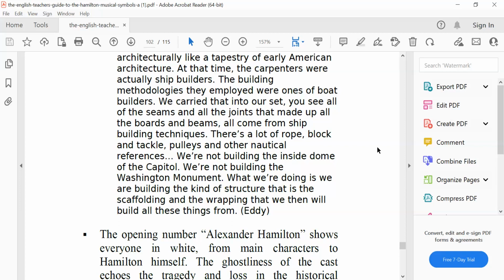We've got nods to shipbuilding with all the wood and all the ropes. Sure, it doesn't look like the Capitol. It doesn't look like the Washington Monument. It looks like the most basic building blocks of the country, which reflects what the characters are up to.